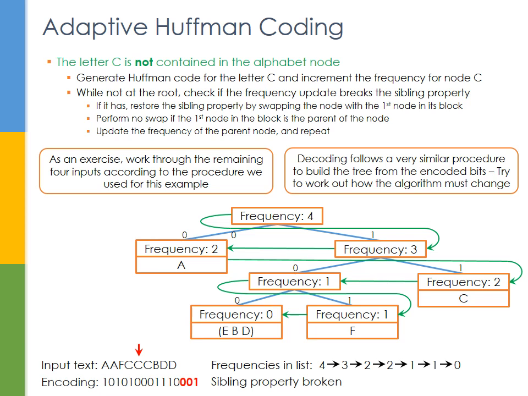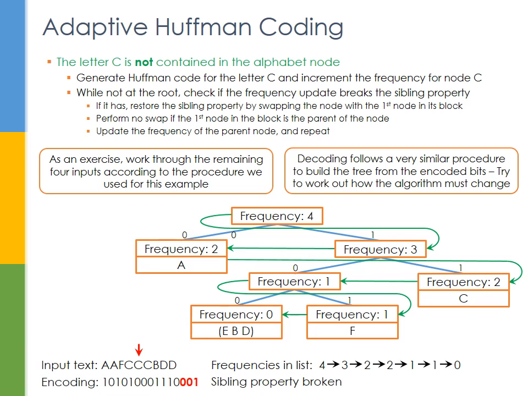Now, of course, the question arises, how do we perform decoding? Well, decoding is actually almost exactly the same operation as encoding. So again, we start off with just an alphabet node, and we then split nodes off from the alphabet node. The only difference is that instead of working from input text and generating encodings, we now work from encodings and generate input text.